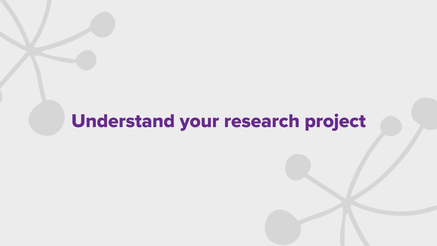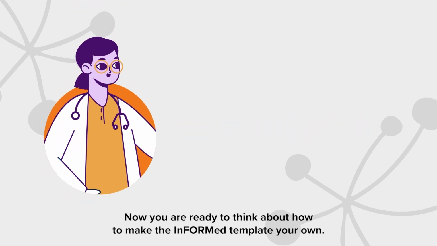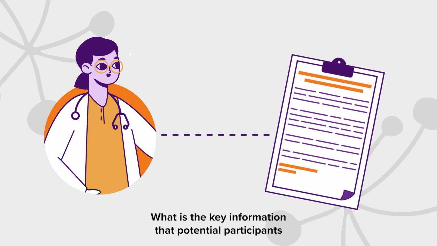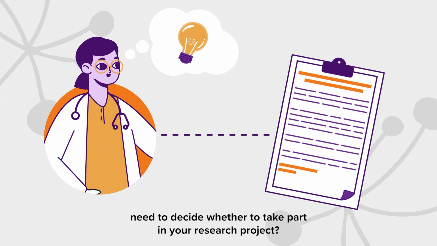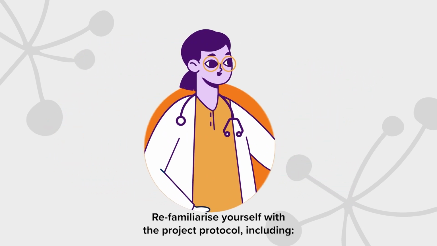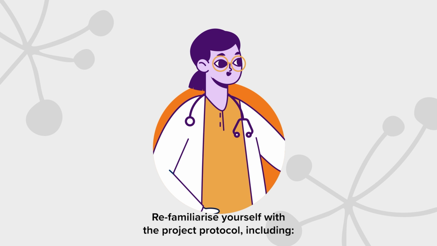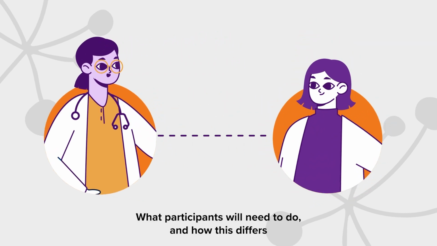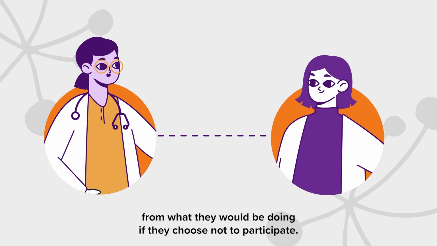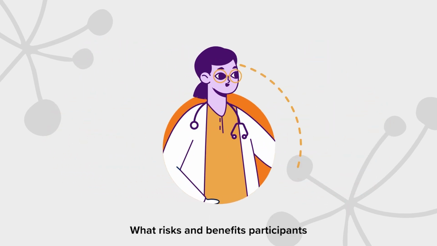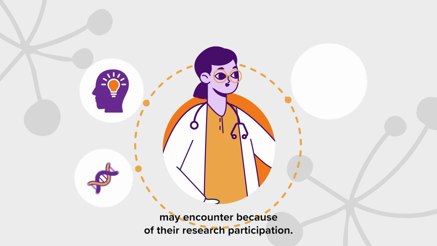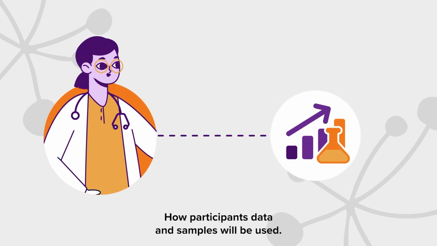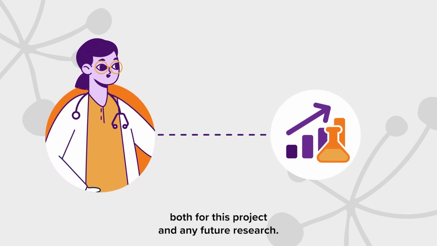Understand your research project. Now you are ready to think about how to make the InFORMed template your own. What is the key information that potential participants need to decide whether to take part in your research project? Refamiliarize yourself with the project protocol, including the purpose of the research project, what participants will need to do, and how this differs from what they would be doing if they choose not to participate. What risks and benefits participants may encounter because of their research participation. How participants' data and samples will be used, both for this project and any future research.